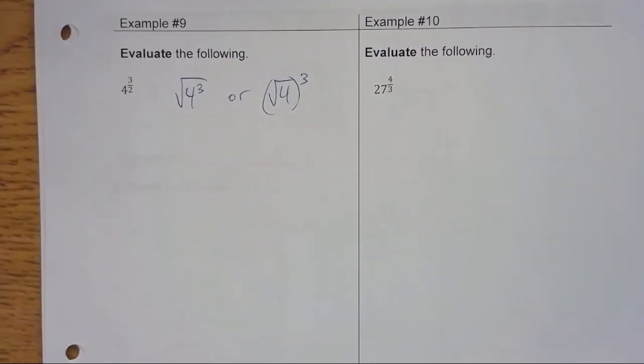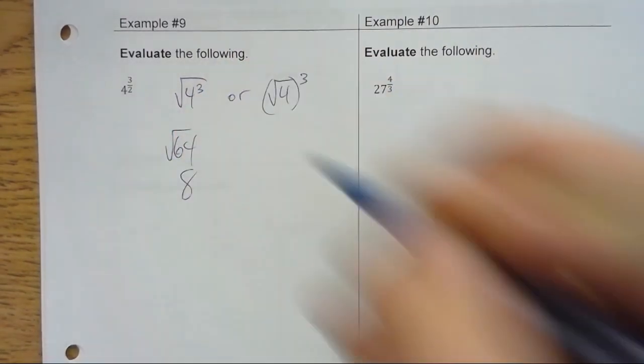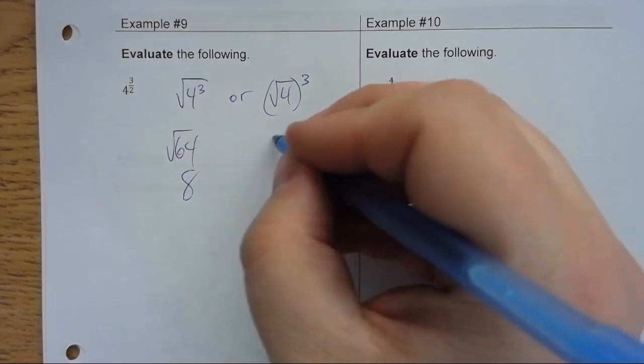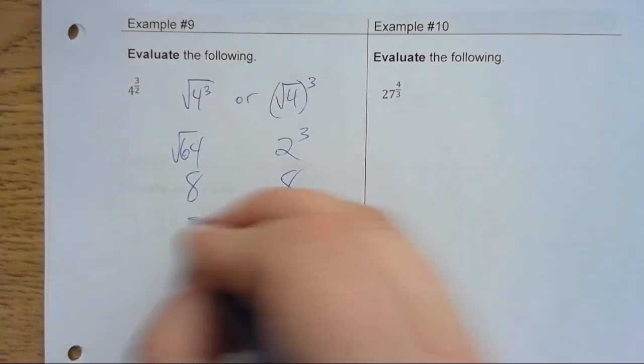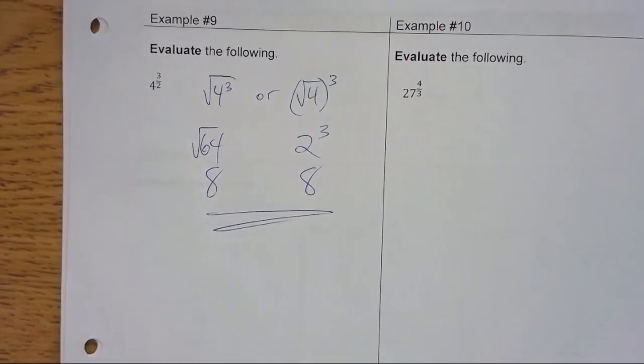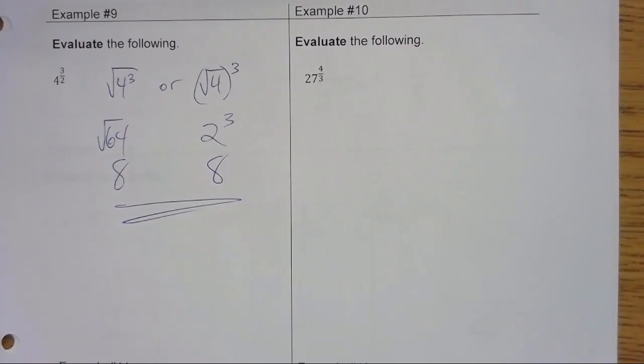This one probably doesn't matter. I can cube 4, it's 64, so the square root of 64 is 8. Or the square root of 4 is 2, and 2 cubed is 8. Either way, I got the right answer fairly easily. But look at the next one.